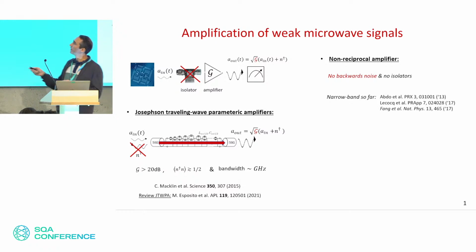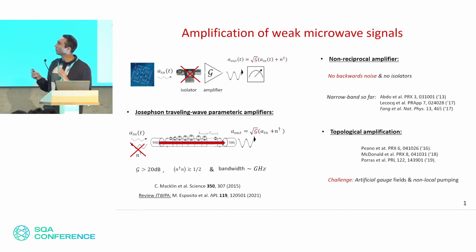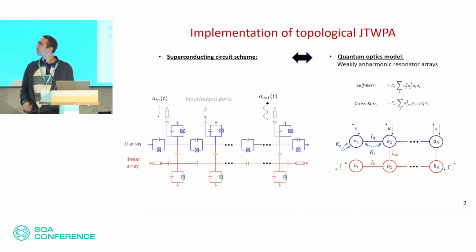But so far, this device has only been done in a narrowband way, as we have seen yesterday in a talk by one of the speakers, one of these references. But today I want to show you that it is possible to build a directional and broadband amplifier using the concept of topological amplification, which was developed in these 3 seminal theoretical papers, and using state-of-the-art technology in circuit QED.